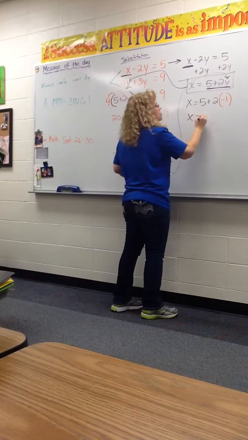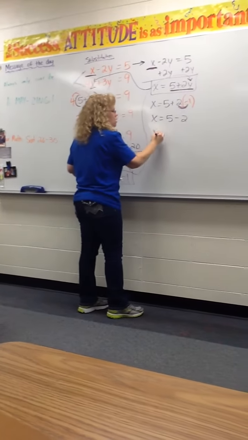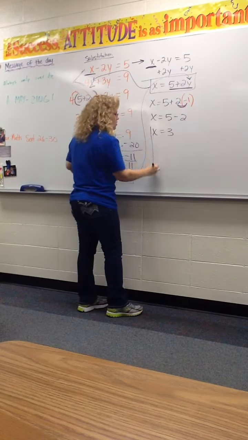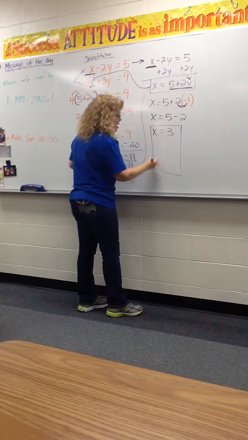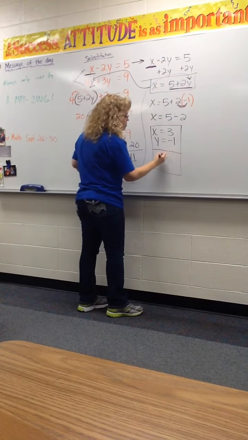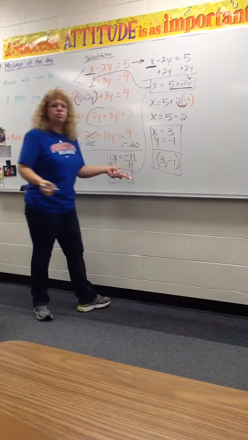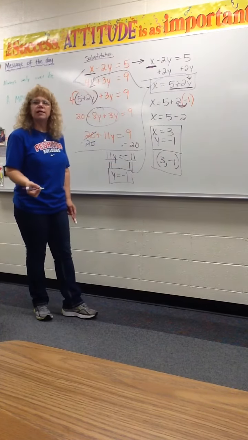So x equals 5. Take away 2. 3. So x equals 3. So my solution is x equals 3, y equals -1. Or if you so choose, x is 3, y is -1. Those are the same. I don't care which way you write it.